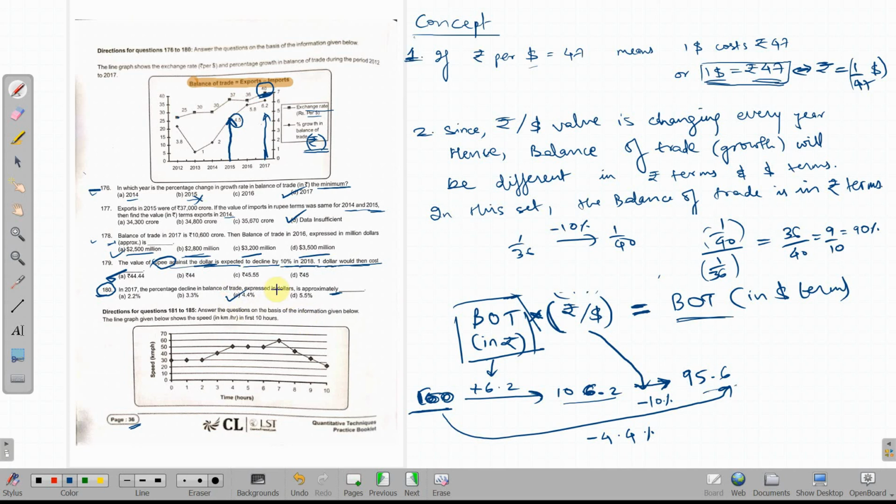Okay, slightly different concept, but I believe if you do it this way, when you solve it in the exam, the calculation becomes very quick. You already had this, you just had to calculate the percentage change over here. If you understand this much, it's a very quick calculation. 100 plus 6.2, 106.2 minus 10% of this, so minus 10% would roughly give you 95.6, 4.4% decline overall. Alright, so the answer is option C.